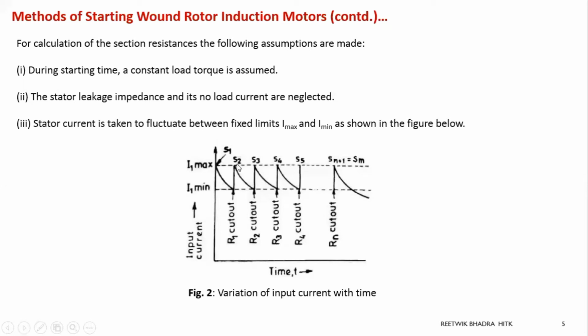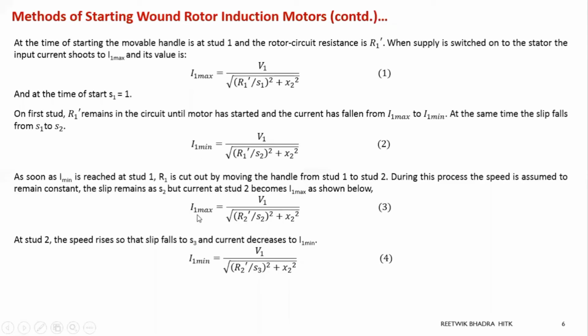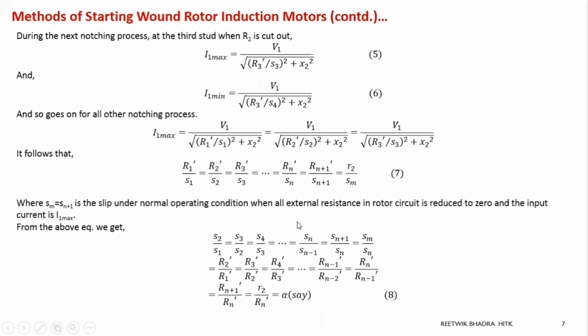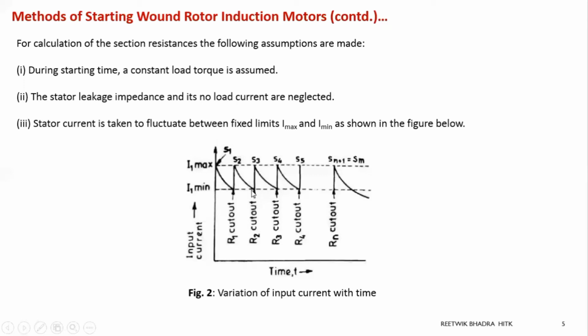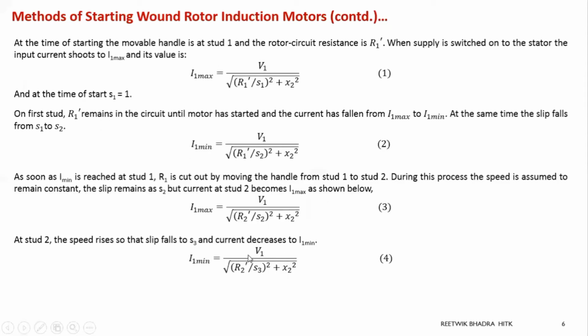So when the slip is at S2 with R1 cut off, again my current has reached I1 max. So my current I1 max is V1 by R2 dash by S2 whole square plus X2 square. And then again, for some microsecond, it will remain over here. And then as the total resistance comes into function, it will reduce the current to I1 minimum. So when this I1 minimum is reached, what is my slip over here? S3. So this continues like this. Now this equation becomes V1 by R2 dash by S3 whole square plus X2 square.